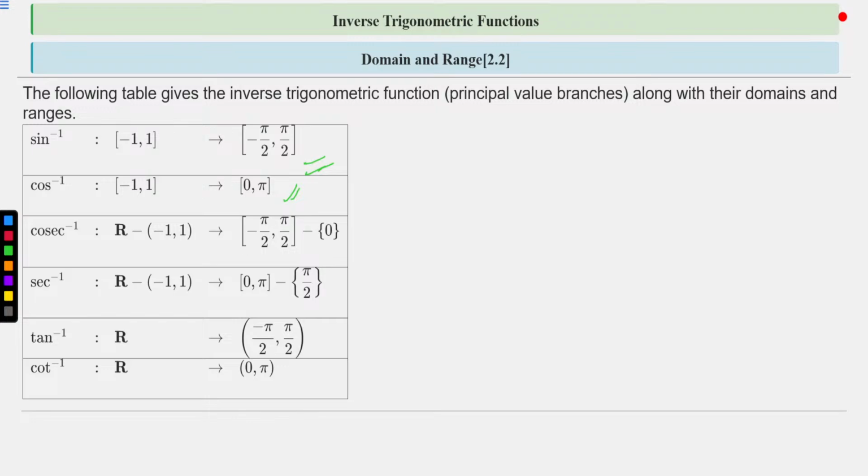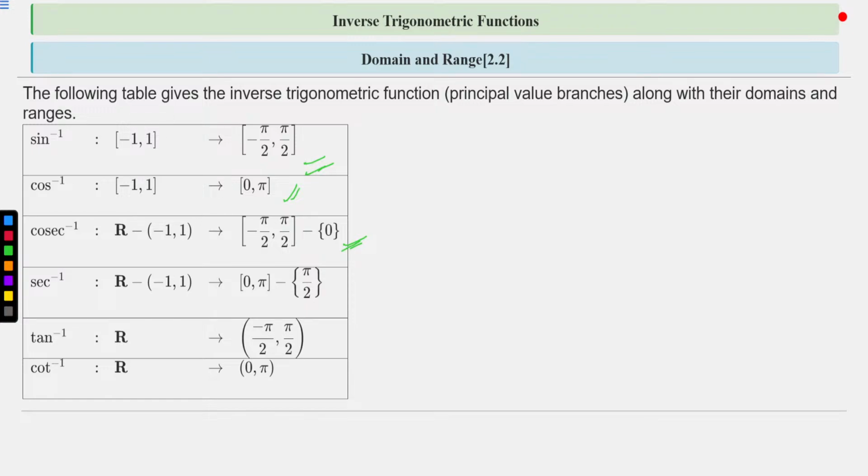Now cosec inverse. The domain of cosec inverse is all real values except minus 1 to 1, and the range is from minus pi by 2 to pi by 2 except 0. Right? Why except 0? Because at 0, sin theta will be equal to 0 and cosec theta will not be defined, right? So the range will be minus pi by 2 to pi by 2 except 0.